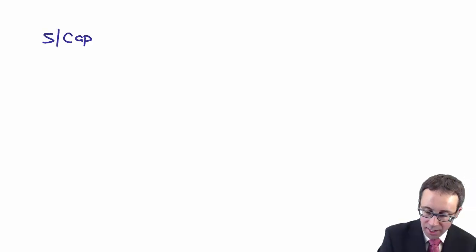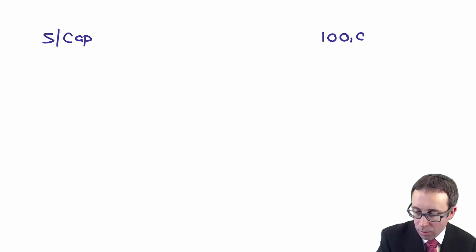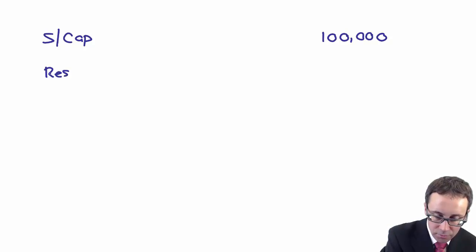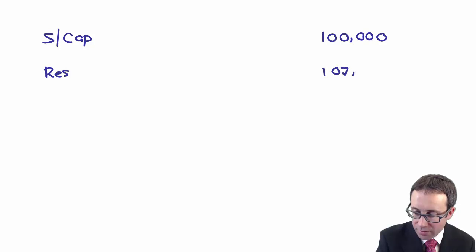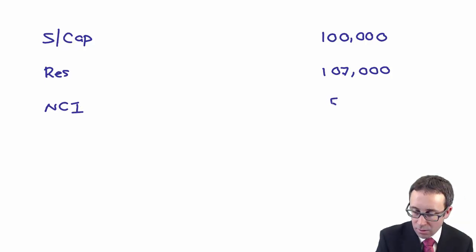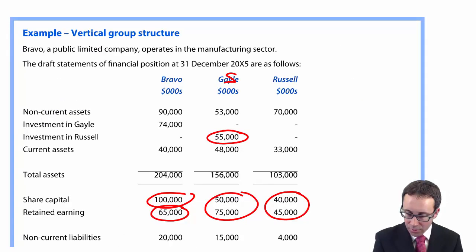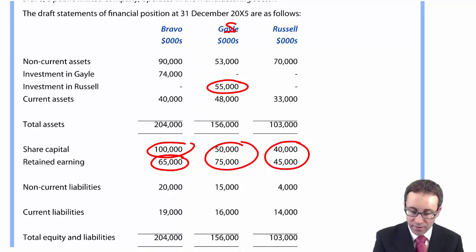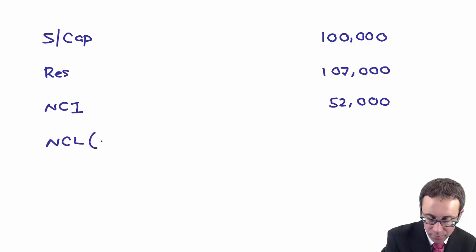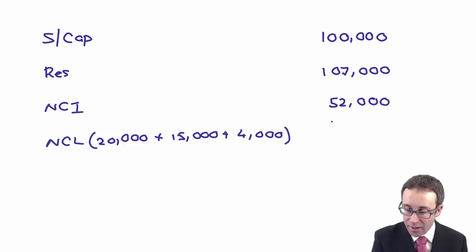If I then go through and look at my equity and liabilities, so we have the equity share capital, don't we? That's of the parent only, which is there as 100,000. I have my reserves from my group retained earnings, which was 107,000. My non-controlling interest was that 52,000 when I added them all together. And then to pull together all the pieces of the jigsaw, you've got non-current liabilities at 20, 15 and 4. So NCL 20,000 plus 15,000 plus 4,000, 39,000, isn't it?